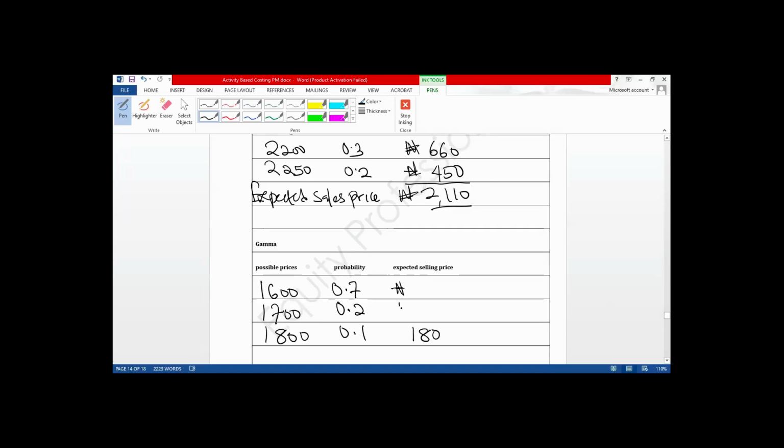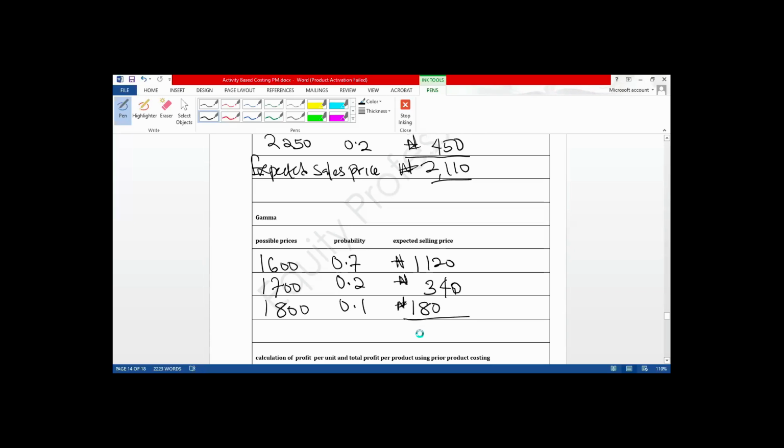1,120. 340. 340. You can sum up. 1,640. You see the expected sales price for gamma. You have calculated the expected selling prices.